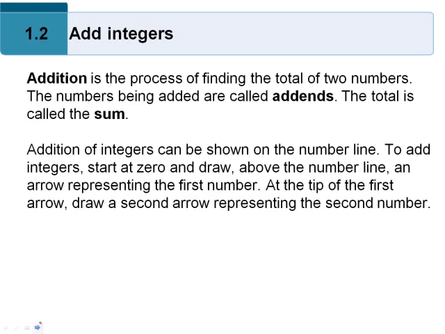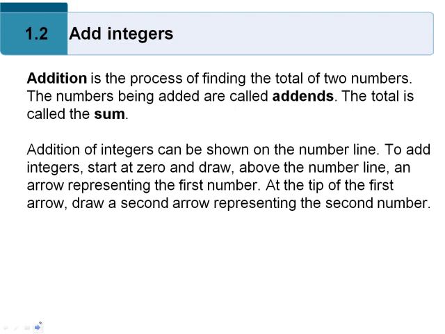So addition is the process of finding the total of two numbers. Basically, when we're talking about addition, the numbers that are being added together are called addends, and the total is called the sum. So whenever you see the word sum, you know that means the operation of addition.